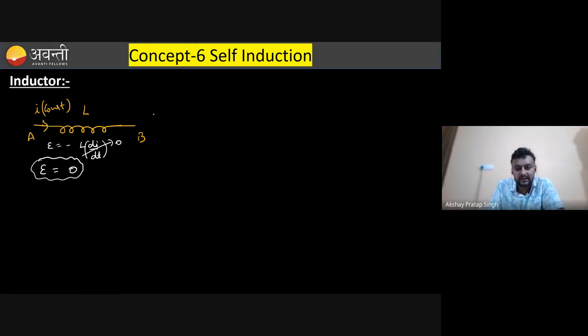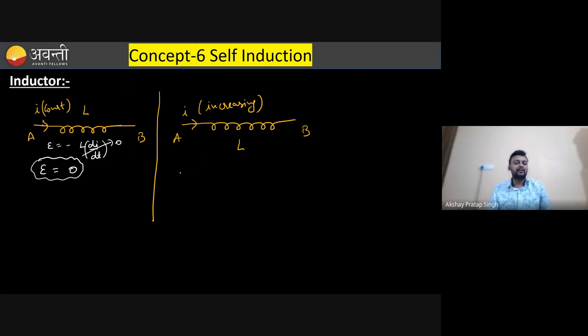Now the second case, which is very interesting. Again, the same inductor is there. This is the self-inductance, this is current I, this is point A, this is point B, and this current I is increasing. Then some EMF will be induced in it, that's for sure. What will be the EMF? Everybody knows that the EMF induced will be L di over dt. I am not using the negative sign.